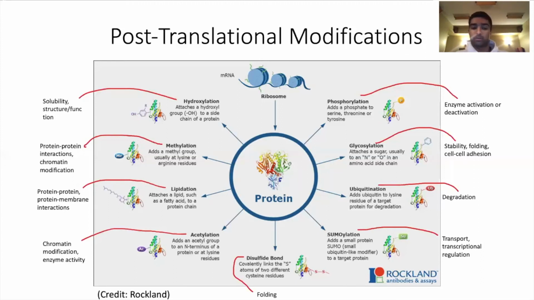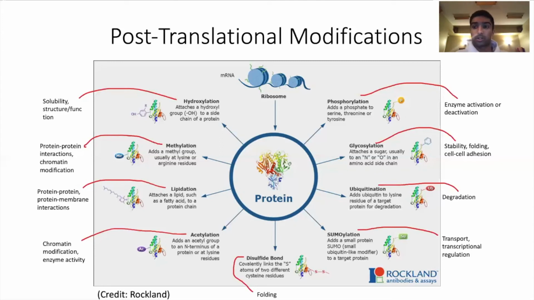Acylation adds an acetyl group to the N-terminus, which is the amino terminus of a protein, or at lysine residues. And this helps with chromatin modification and also edits enzyme activity. Then disulfide bonds covalently link the S atoms, the sulfur atoms, of two different cysteine residues that we talked about before. That helps with folding. Sumoylation adds a small protein, SUMO, small ubiquitin-like modifier, to the protein, and this helps with transport and transcriptional regulation, as well as a bunch of other things.